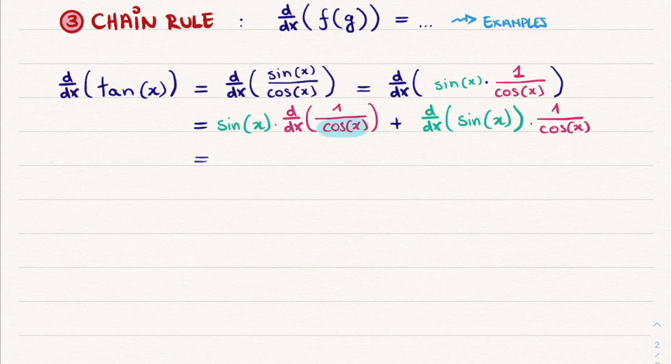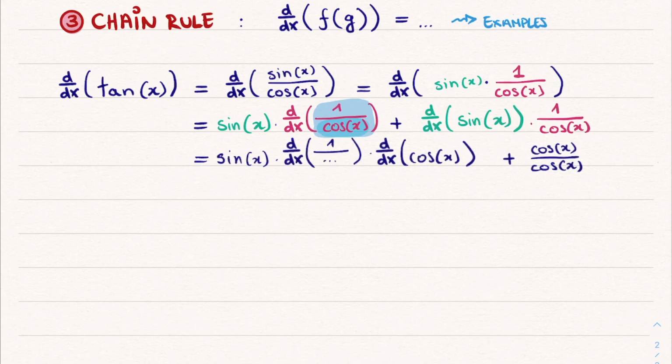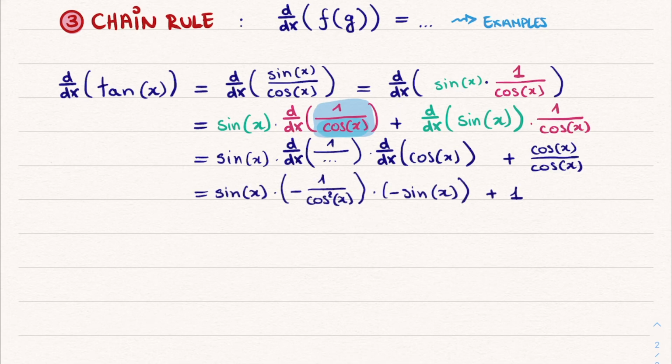Now to calculate the derivative of 1 over the cosine of x, we use the chain rule. x is encapsulated in the cosine, and the cosine itself is encapsulated in the denominator of a fraction. Therefore, we first take the derivative of 1 over something and then multiply it with the derivative of the cosine of x. In the second term, we simply take the derivative of the sine of x. The derivative of 1 over something is minus 1 over that something squared, and in this case, that something is the cosine of x. And thus we get minus 1 over the cosine squared of x. The derivative of the cosine is minus the sine.